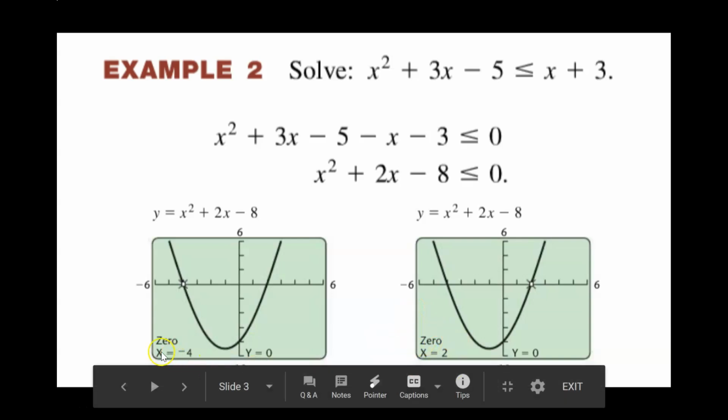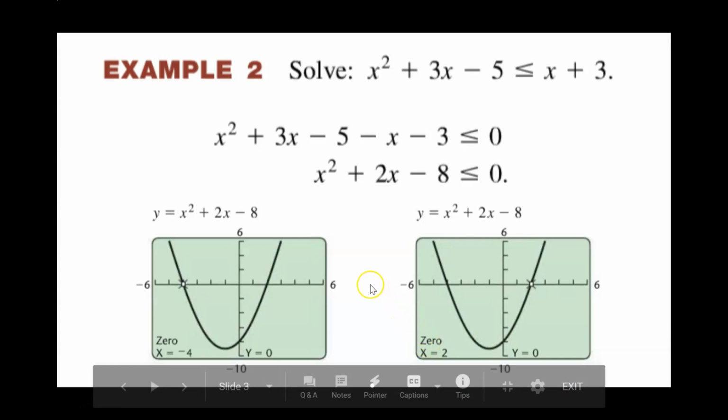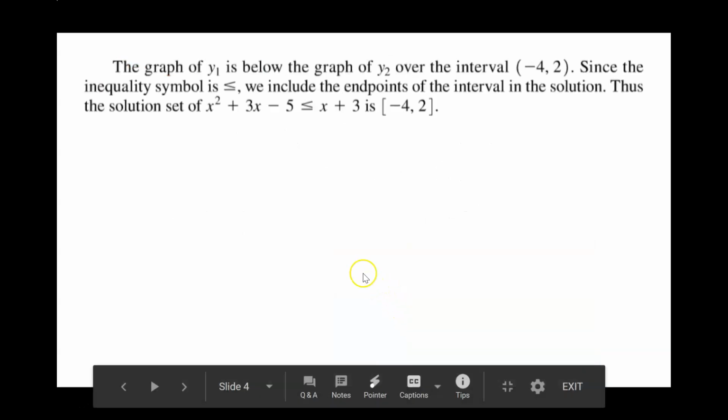So these are our two answers for the zeros. So then we go ahead and put it in our interval and then make our chart and do our test value.